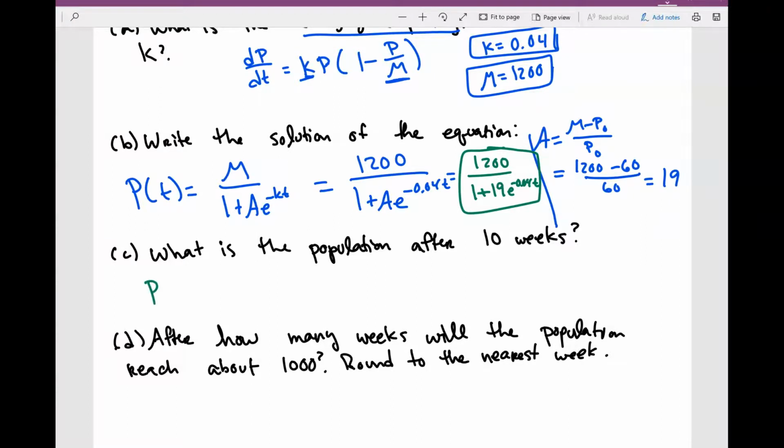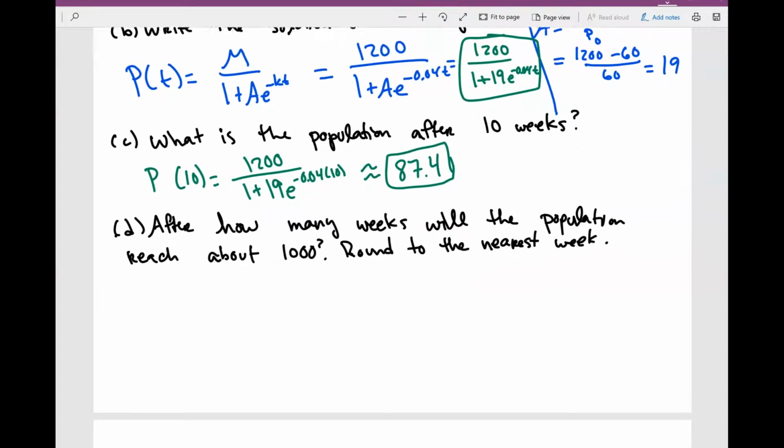Since I know that P of t is equal to this, all I have to do is plug in 10. So this is going to give me 1,200 divided by 1 plus 19 e to the negative 0.04 times 10. I'm going to put this into my calculator, and I get about 87.4 weeks. Or 87.4 of the population. People, individuals, I don't know what this is. Okay. And now this is going to be part D.